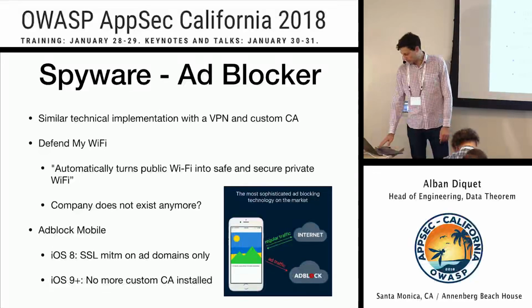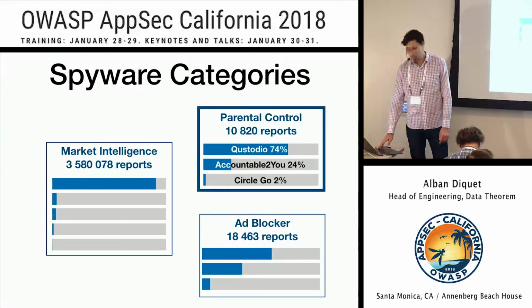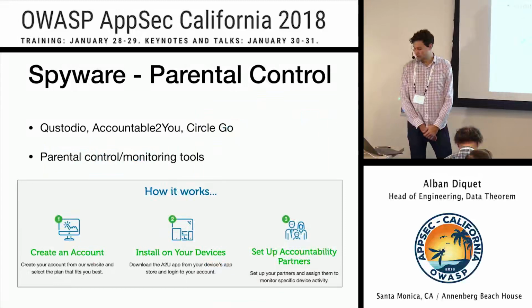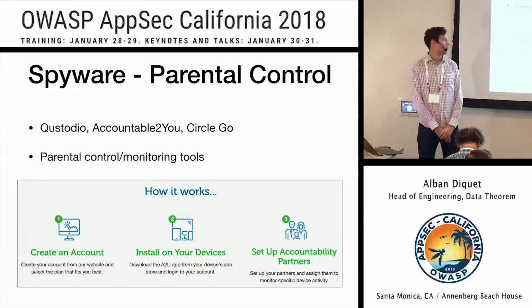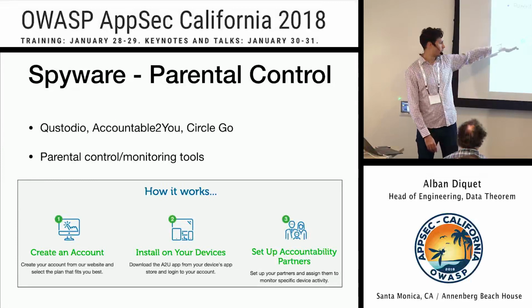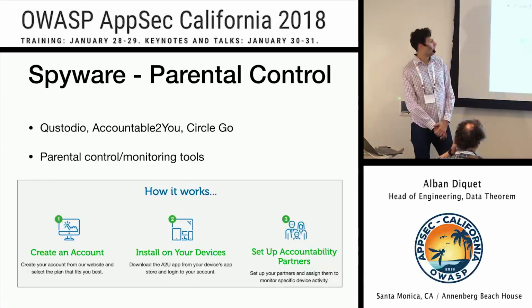And then the last one, parental control. It's mainly one called QStudio. It's just tools you install on a phone if you want to kind of spy on someone or just monitor what they're doing on the phone. So yeah, parental control. One of these tools, I don't remember which one, I like it because they call the person spying on you an accountability partner, which I think is pretty funny. But basically, it's just tools to monitor a device.